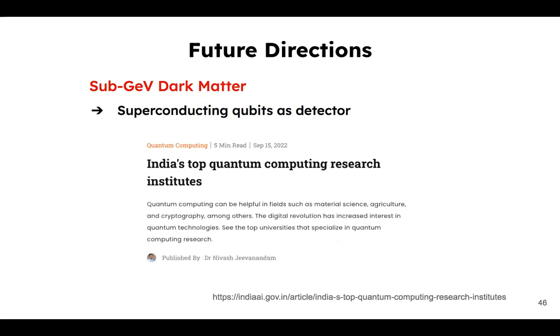And finally, as I just mentioned, we can try to use superconducting qubits as dark matter detectors. There's already some work going on in quantum computer research in India, and given the scientific stage of dark matter research in India, I think it's possible to do something meaningful in this direction.